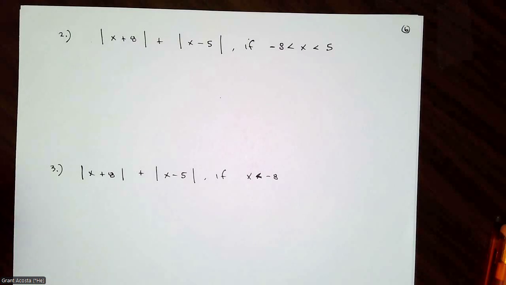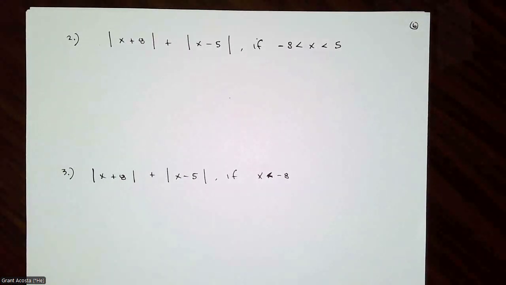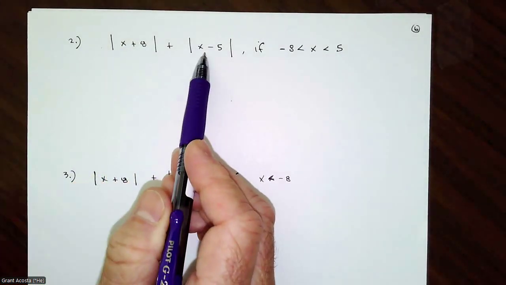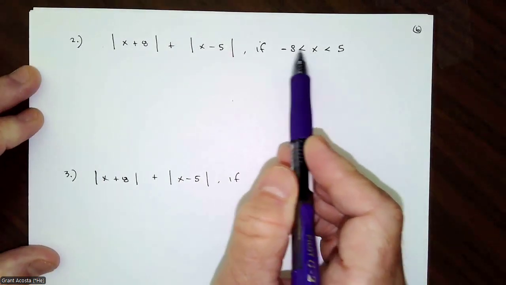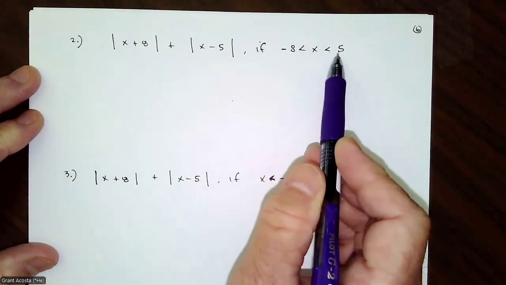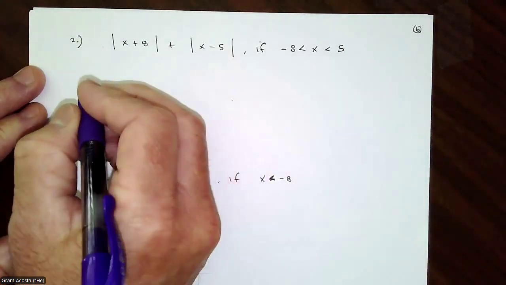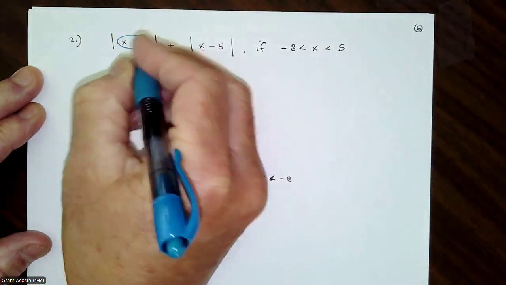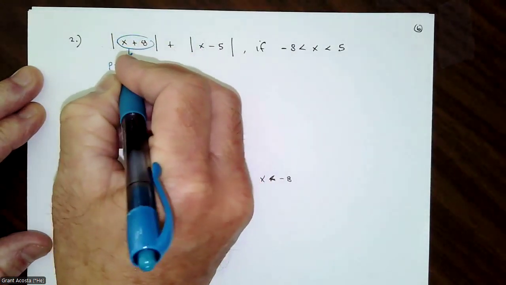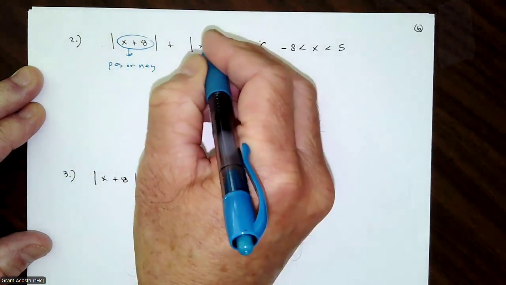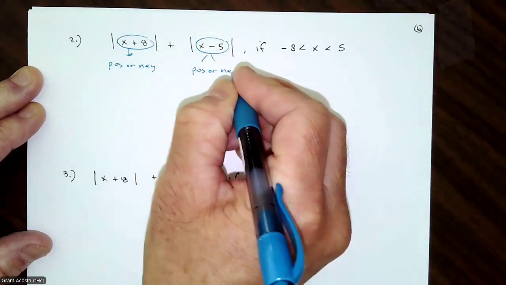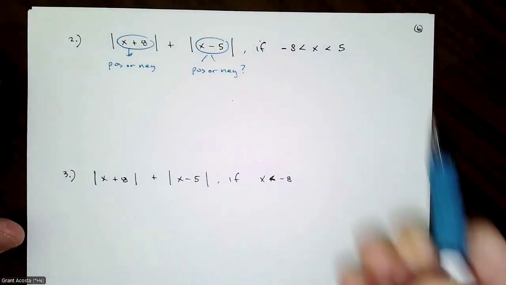All right, so last bit with this idea. Now I have an expression that doesn't have just numbers. I have the absolute value of x plus 8 plus the absolute value of x minus 5. But I'm told that x is a number between negative 8 and 5. And so as we've seen, before I remove an absolute value, I need to decide if what's inside is positive or negative. I'm going to put this for both of them. Positive or negative. Now, how would I decide that?